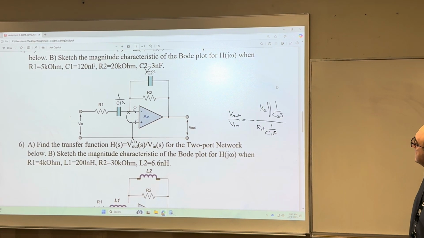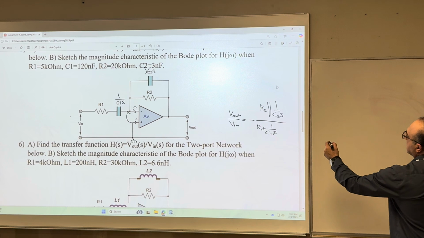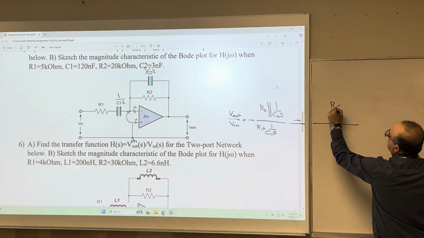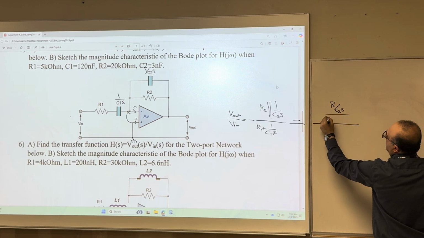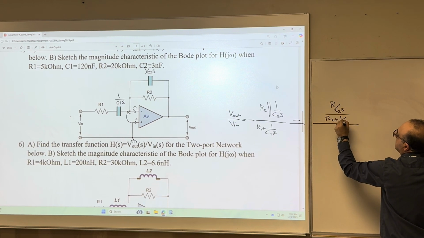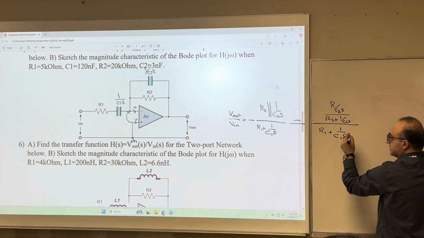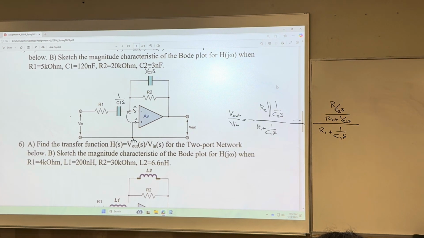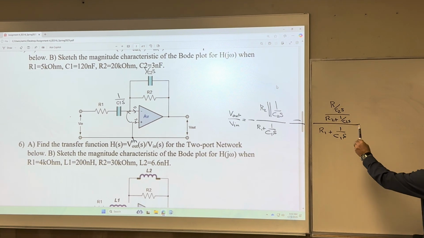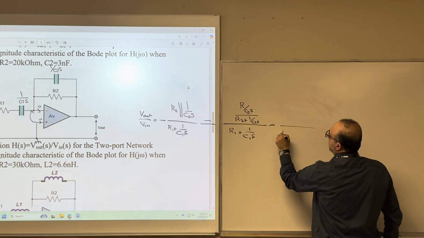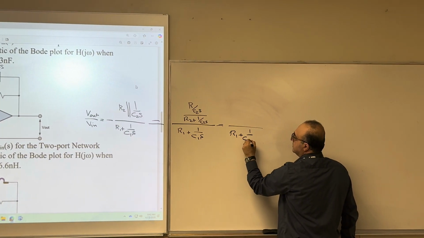Because we need it for the next step, we simplify it again. So I will do it here. It's going to be R over C2S R2 plus 1 over C2S R1 plus 1 over C1S. This is actually the thing that I asked you to do. Just look at that: what is the best thing to do? This C2S can be multiplied with this and cancel this one. Then let's do that. R1 plus 1 over C1S.